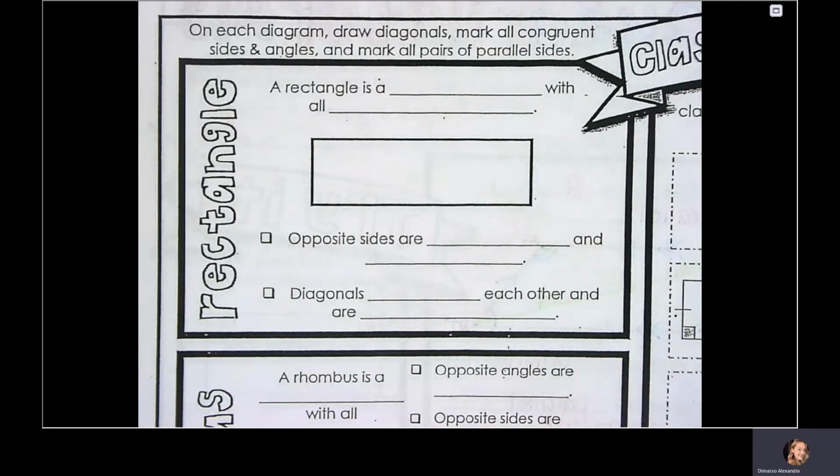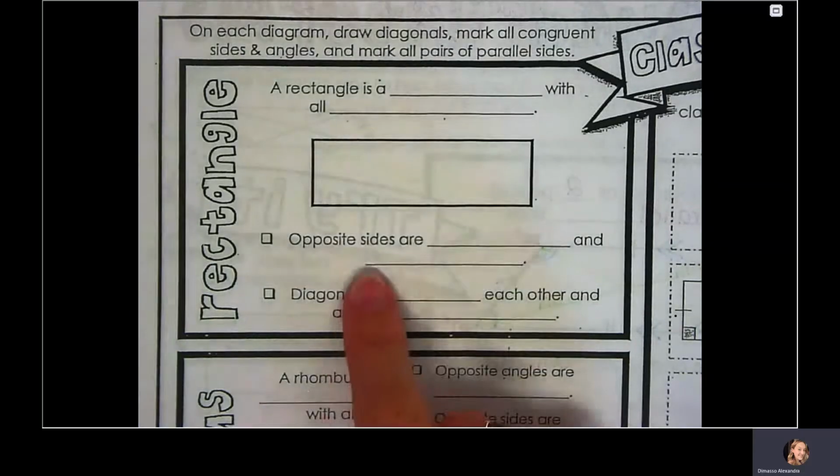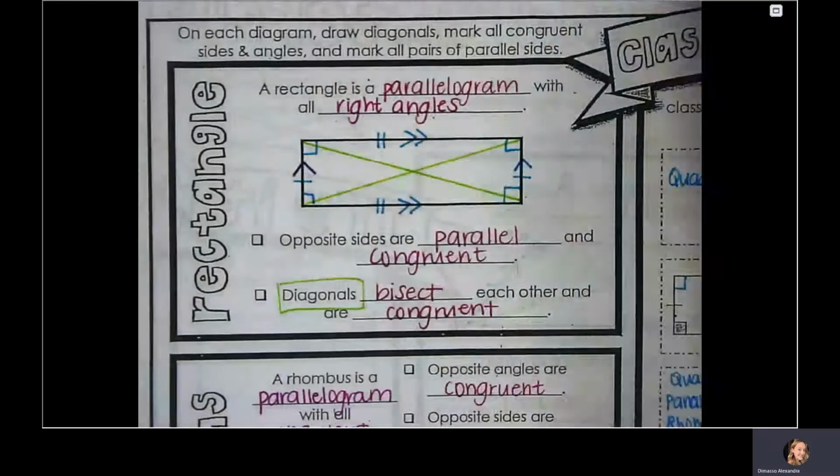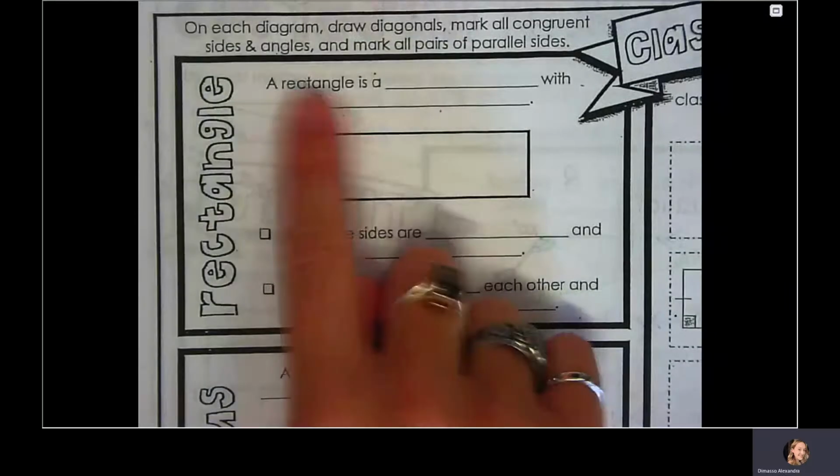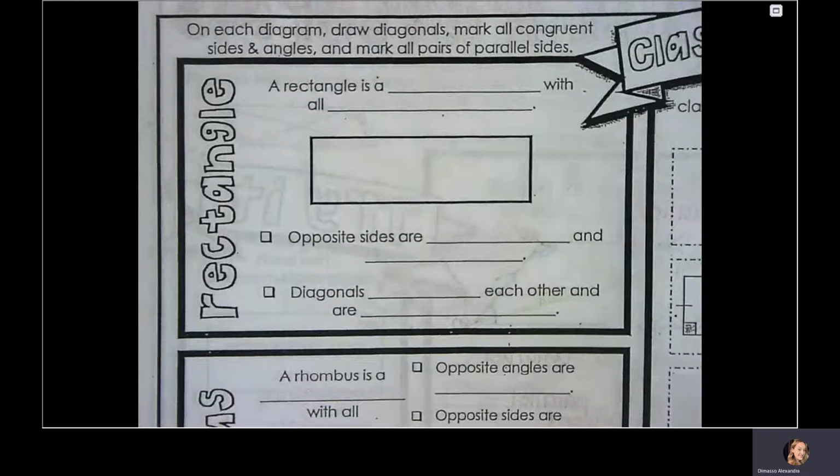Okay. Now, the reason we're flipping over is because the trapezoid's kind of the weird oddball out, so we're going to do that one last. So we're going to go on to a rectangle now. Okay, so a rectangle is a type of parallelogram. It's a parallelogram.